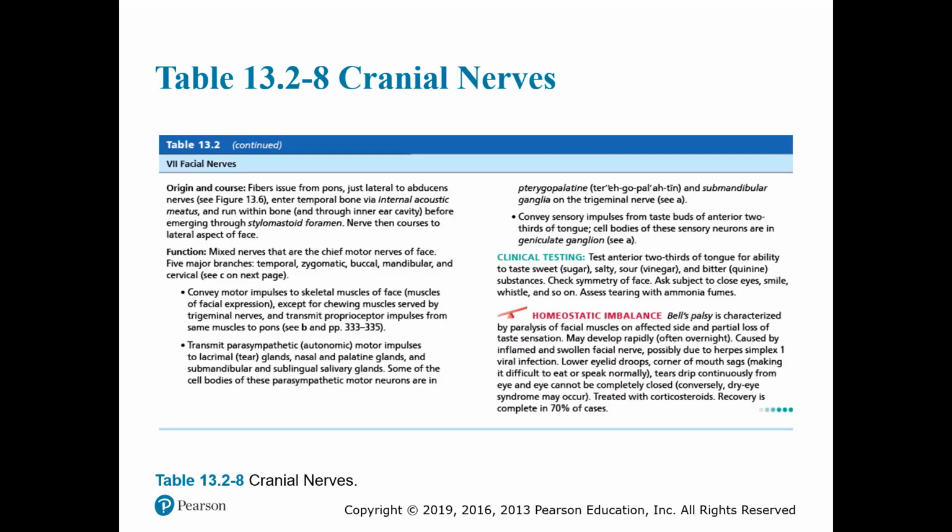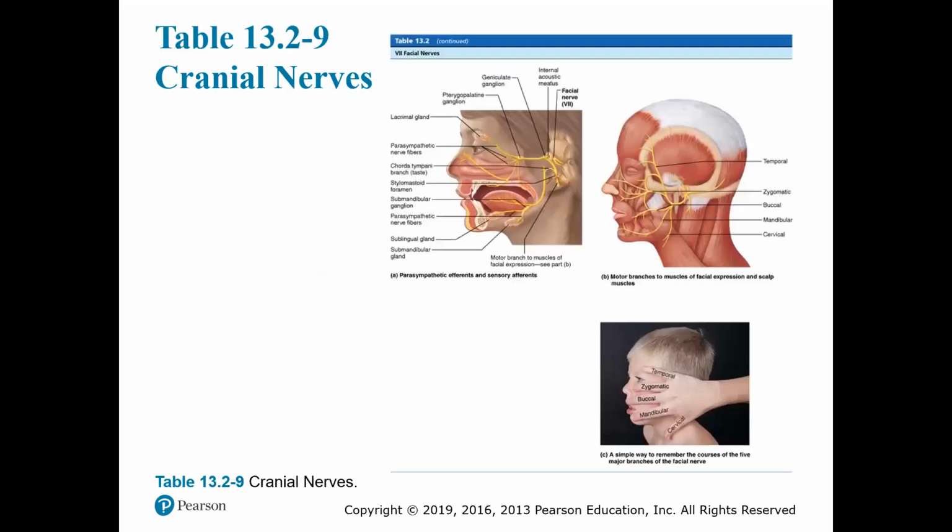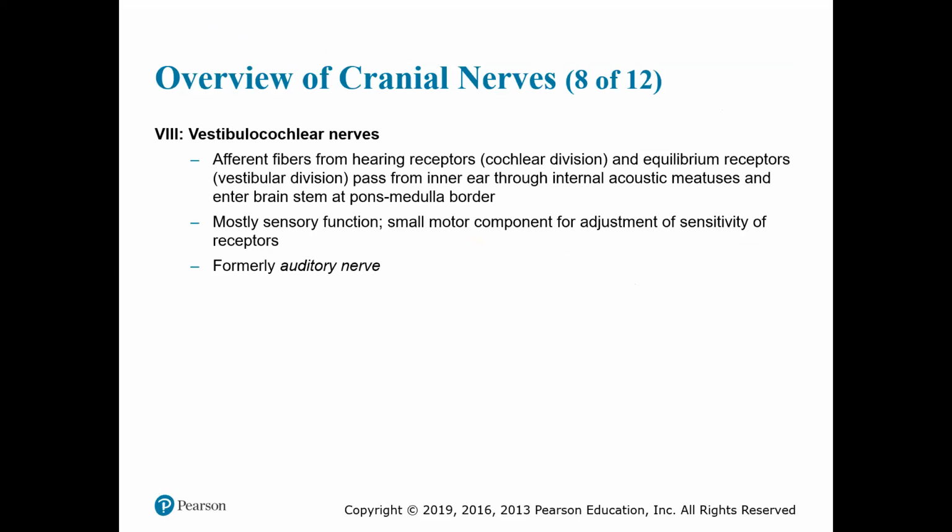Okay, more about the facial nerve here and where it is. Again, just the basics. Facial nerve distribution, again, just know it's motor, it's sensory, it's autonomic, and what it does. And that's cranial nerve 7.